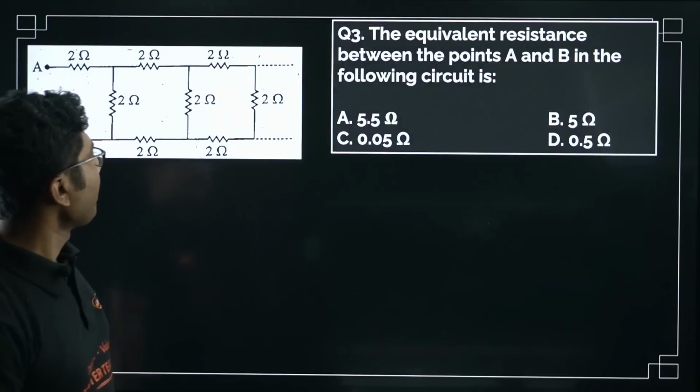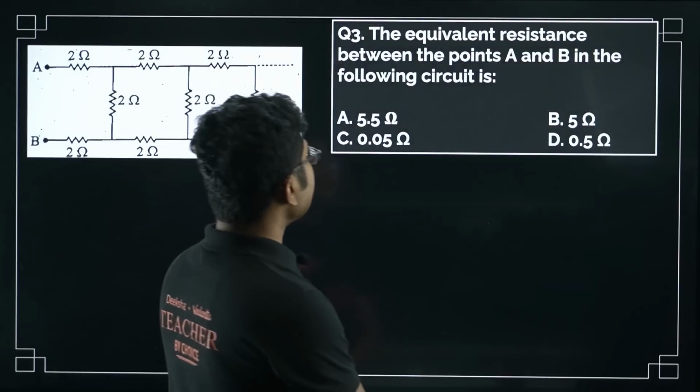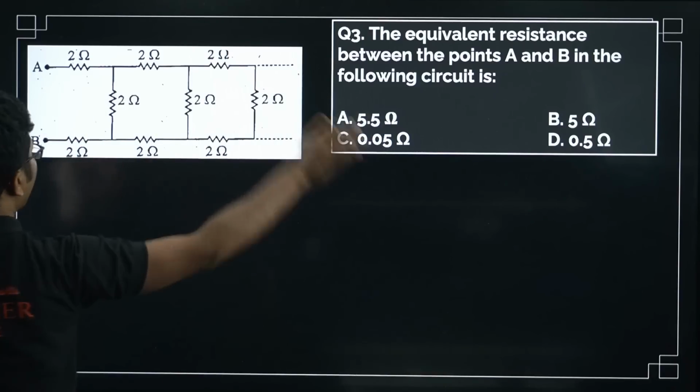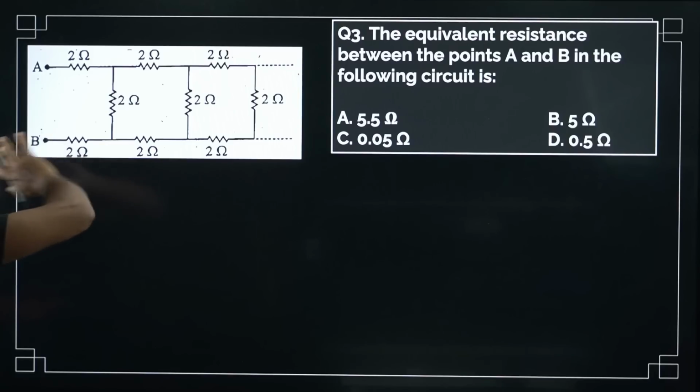Now next question: the equivalent resistance between the points A and B in the following circuit. This is a very common type of question where you get an infinite circuit.